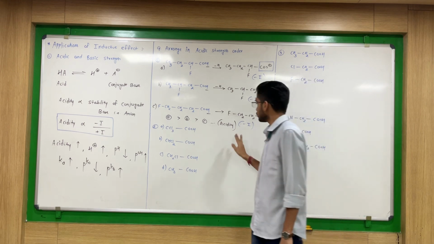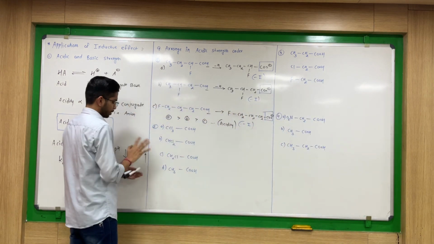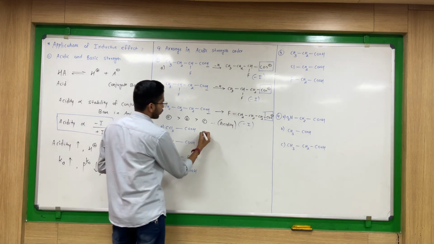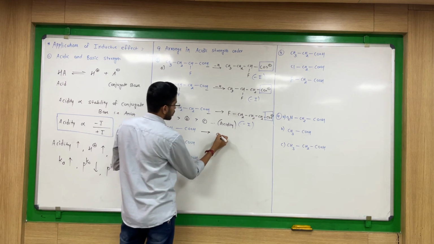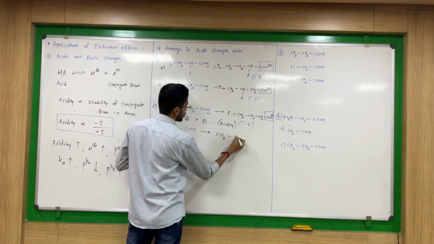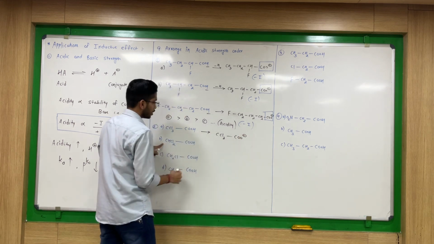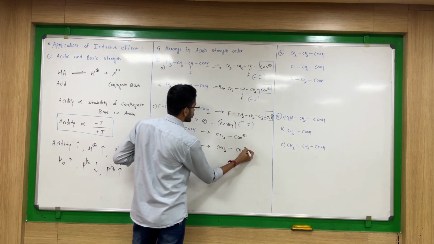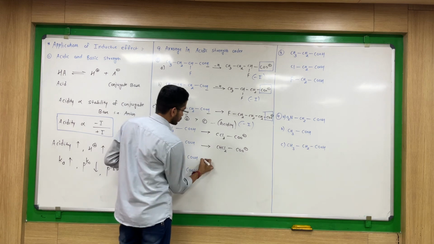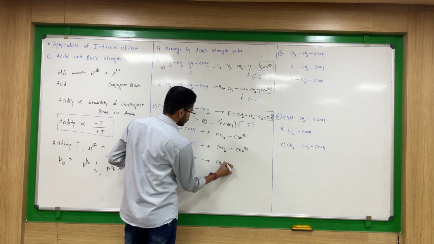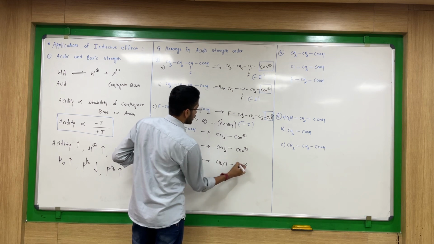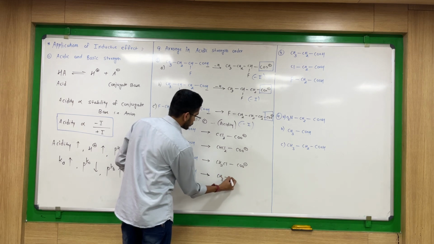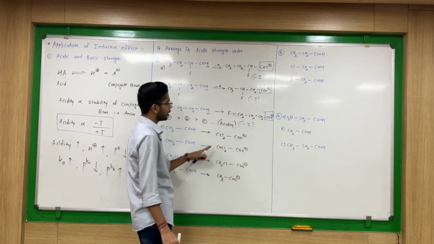Now second one. Here CCl3COOH, CHCl2COOH, CH2ClCOOH and CH3COOH. These are all acids. H plus will release first. So what will they form? CCl3COO minus. Here also CHCl2COO minus. Here also CH2ClCOO minus, and here CH3COO minus.